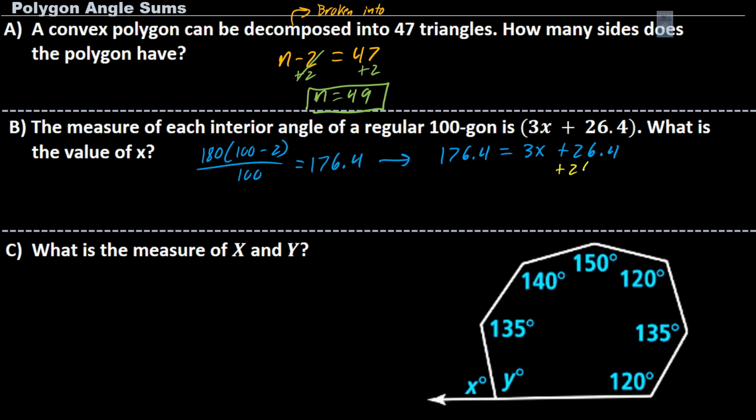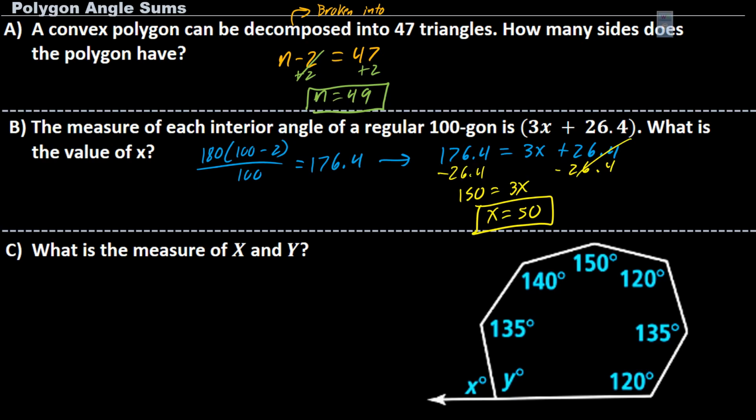Which then we subtract 26.4 to the other side, which gives us 150 is equal to 3x, and then we divide out the 3, and we get 50 being the value of x.